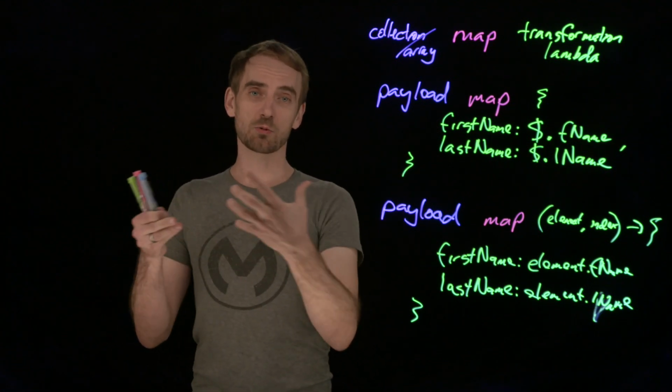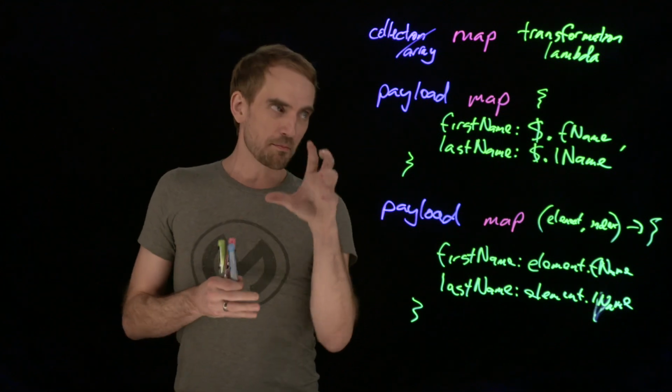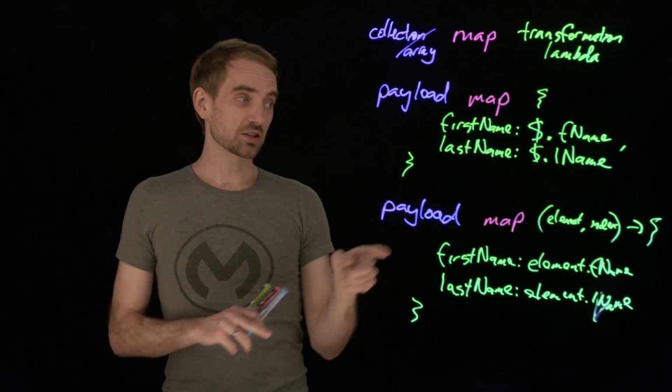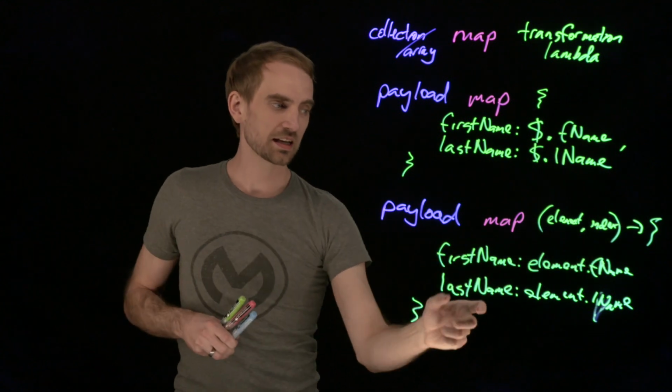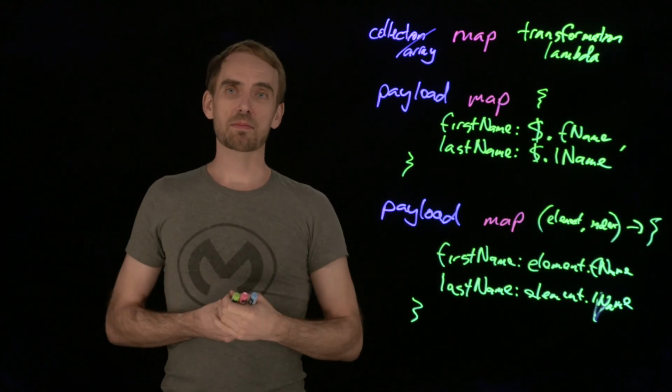You would be taking in an array of a structure with f name and l name, massaging it through a transformation lambda, which is here, which says create a structure with these keys using these values. And that explains how the map function works.